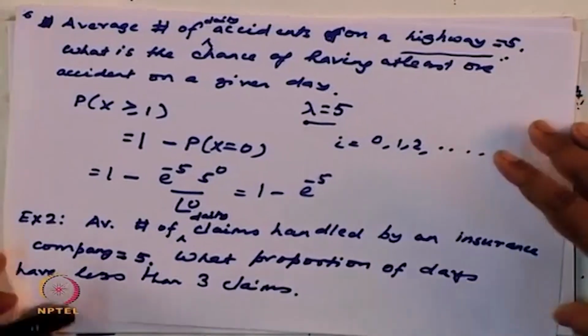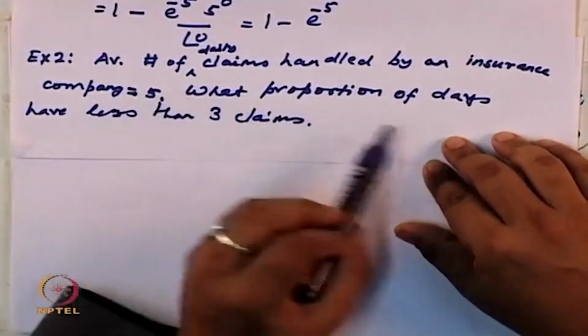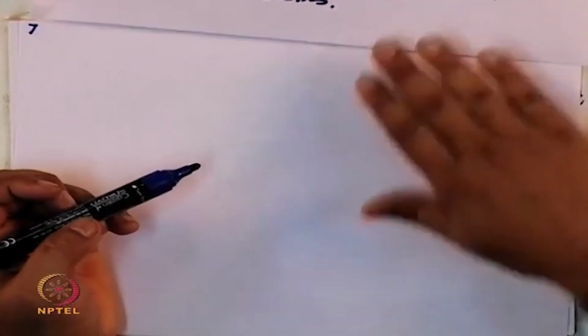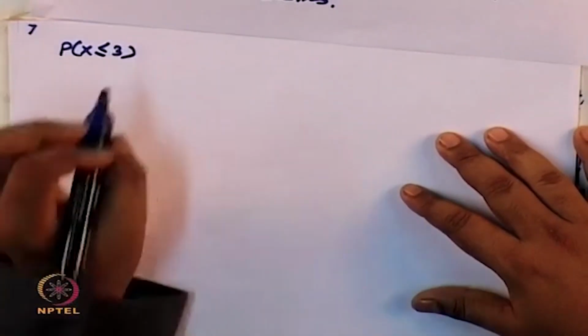Okay. So in order to solve this problem, I will show this. The average number of daily claims handled by the insurance company is 5, and what proportion of days have less than 3 claims? So what we want to do is to calculate the probability of x less or equal to 3.